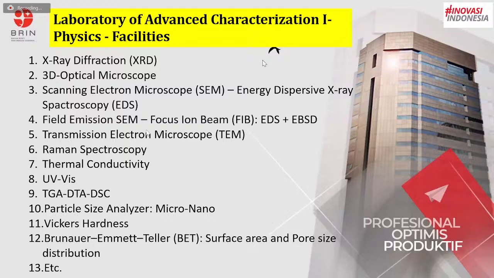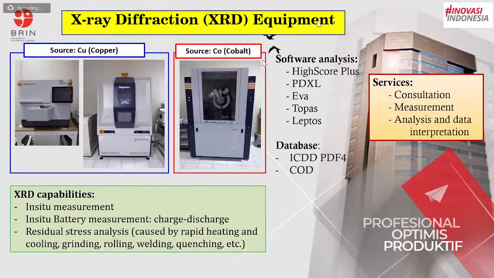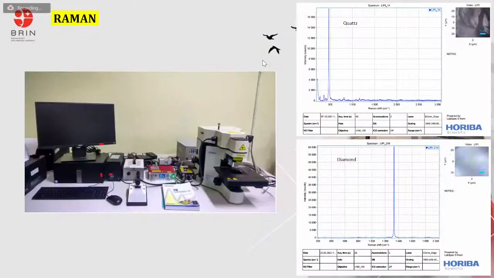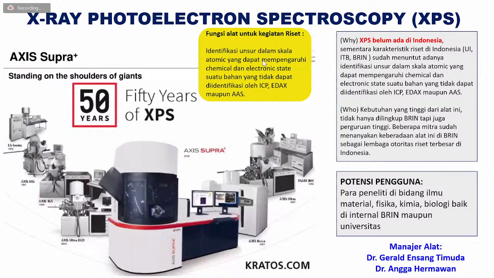This is the basic characterization and material research. This is the view of the XRD, microscope, EDS. And then this is the Raman, XPS. We would like to install XPS this year, maybe at the end of this year, this apparatus will enter our laboratory.